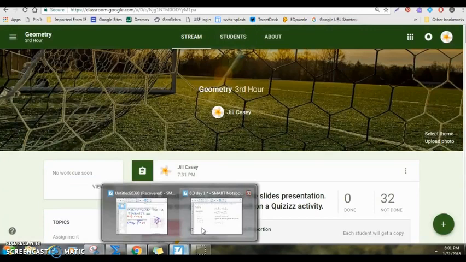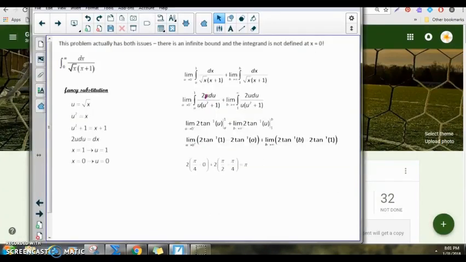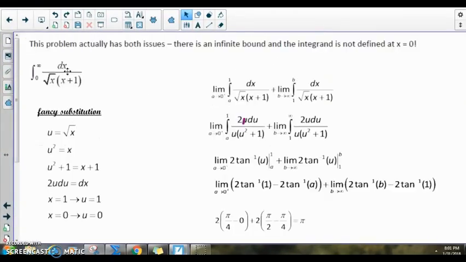Oops, sorry about that. The last problem we're going to look at is this same original problem that we started off with, but now it has two problems. It has a vertical asymptote at x equals 0, and it has a bound of infinity at the top. So we have to break this into two parts. So you're going to do the limit as you approach 0 from the right, and then you're going to do the limit as you approach infinity at the top. So that's what you have here in this first step. I've just rewritten it to look like that.